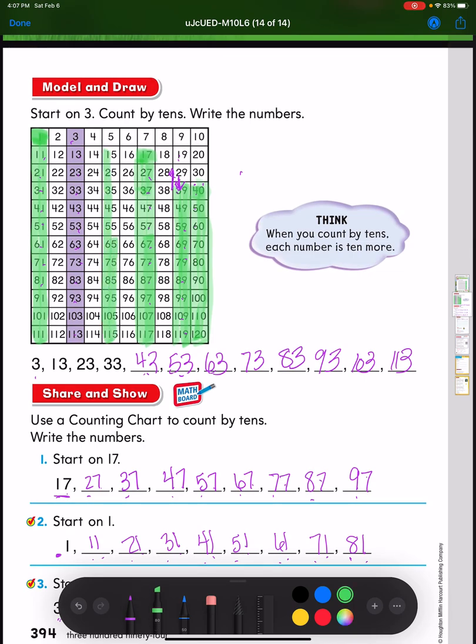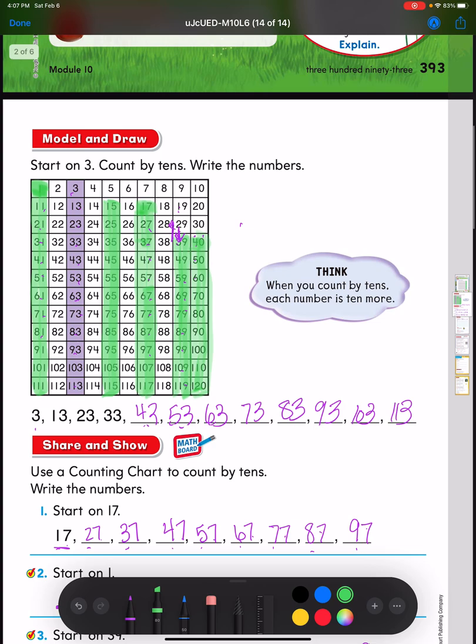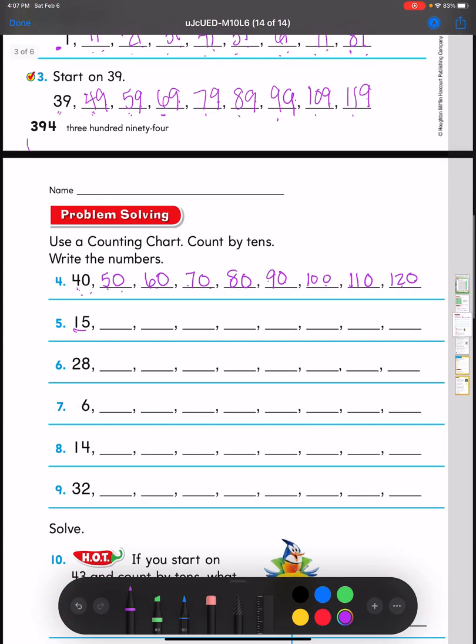Here it is. I'm going down. So 15. I notice that my ones place stays the same. They're all 5s. And my tens place is going to increase by 1 each time. So 5 stays the same.